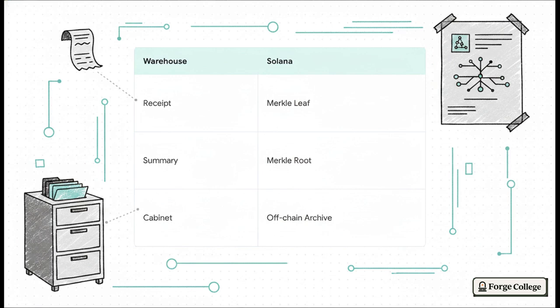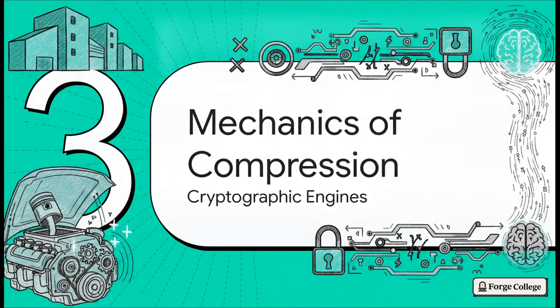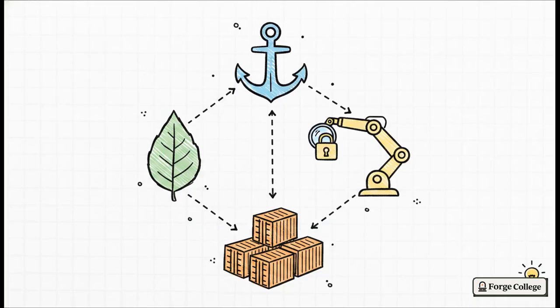All right, we have the analogy down, so it's time to pop the hood and move from physical warehouses to the actual cryptographic engines. Section 3, mechanics of state compression. There are 4 fundamental components here. First, the Merkle root, which is your on-chain anchor. It takes up barely any space but secures everything. Second is the compact leaf, which summarizes the identity and points to the metadata.